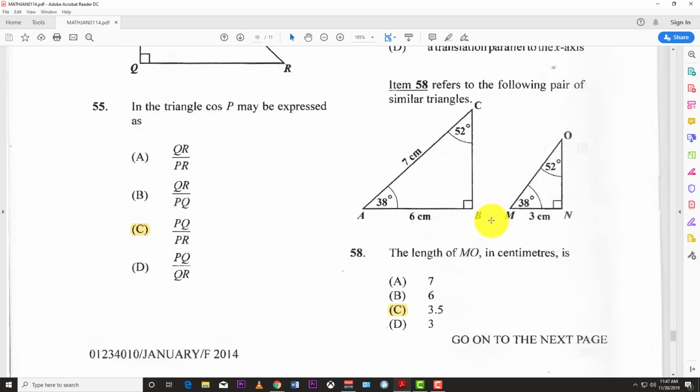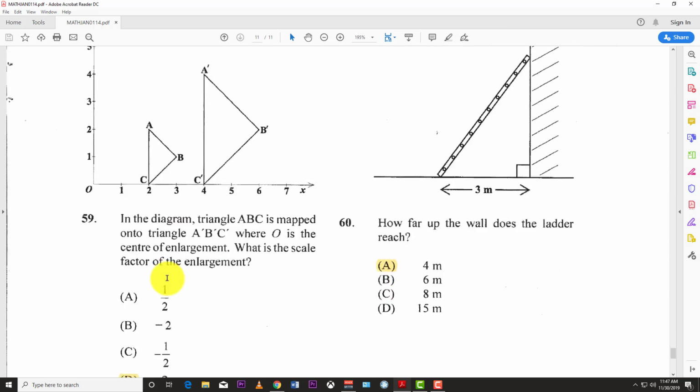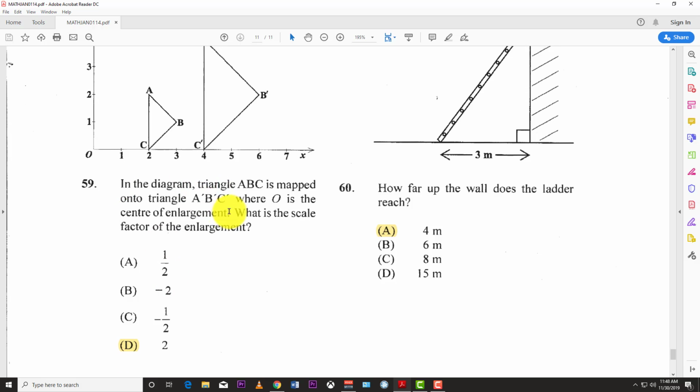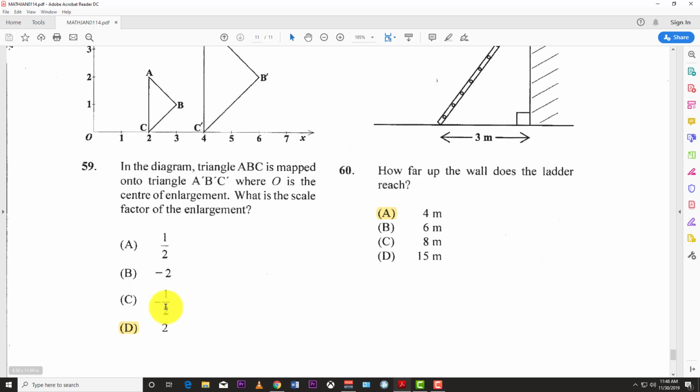The length of MO in centimeters is 3.5. 59 refers to this diagram right here. In the diagram, triangle ABC is mapped onto triangle A'B'C', where O is the center of enlargement. What is the scale factor of enlargement? And the answer here is D, 2.